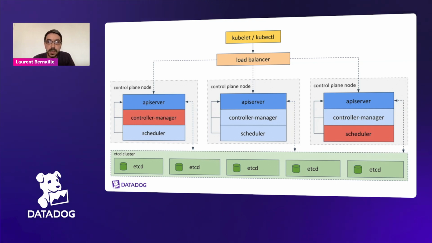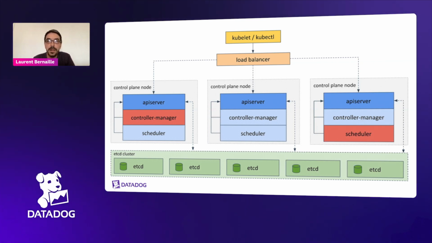However, controller and scheduler are using leader election, and so at any given time, you only have a single active controller and a single active scheduler. So it doesn't really make sense to run 3 of them in this example, or 9 of them if we go back to the architecture I was describing before for our large clusters.